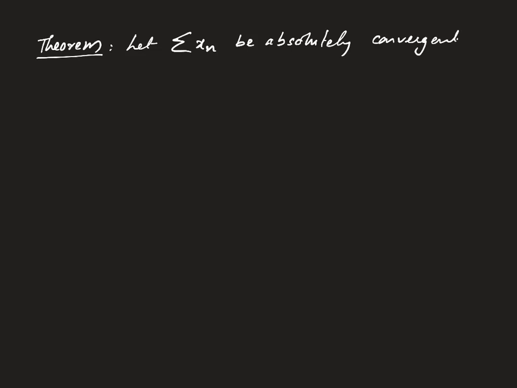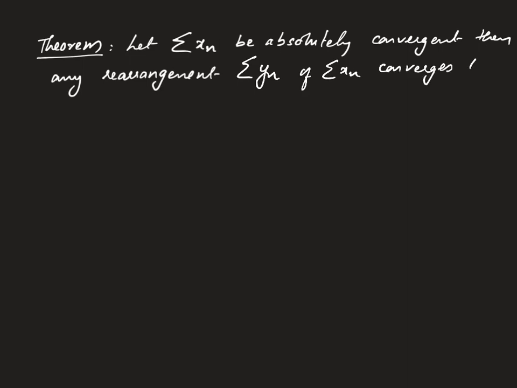Now we will prove that if you have an absolutely convergent series, then any rearrangement will also converge to the same value. So let the series Xn be absolutely convergent. Then any rearrangement, let's call the rearrangement Yn, of Xn converges to the same value. Proof.